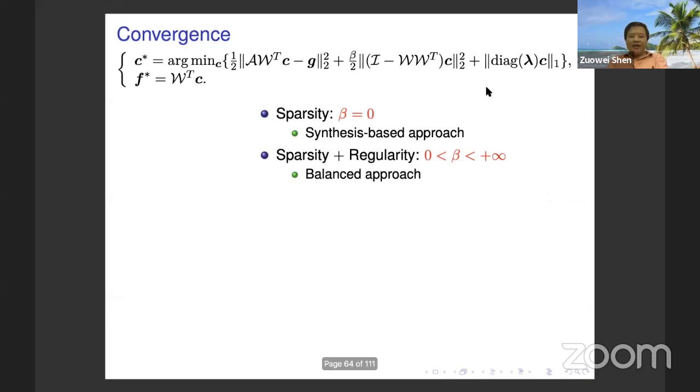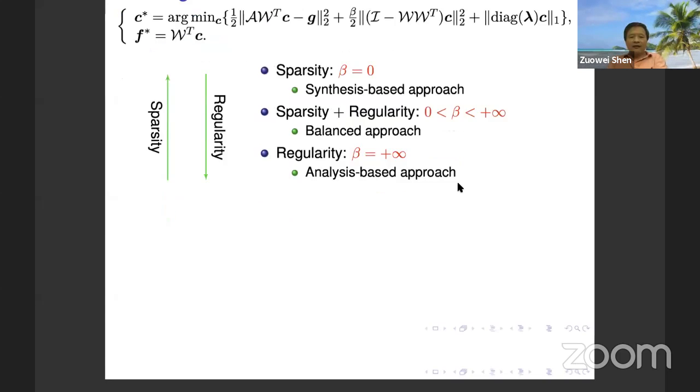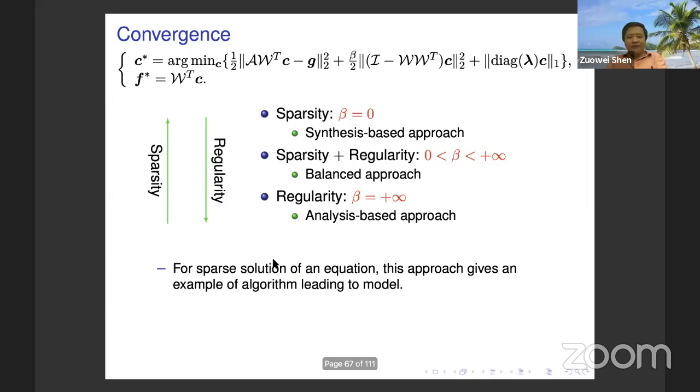Beta between 0 and infinity, this is a balance. I call it balance. That's our approach because it's a balance between the synthesis and analysis-based approach. Analysis-based approach, basically you take beta equal to infinity. People always ask which one is better. If you want more regularity, more smoothness, it's analysis-based. If you want more sparsity, it's synthesis-based. And if you want to balance between them, you choose a proper beta. In fact, it converges even for the hard thresholding.